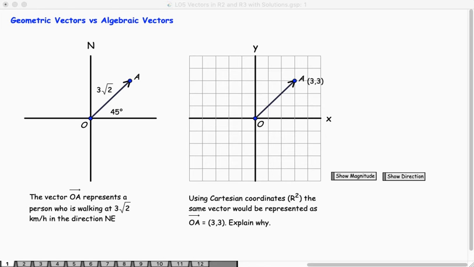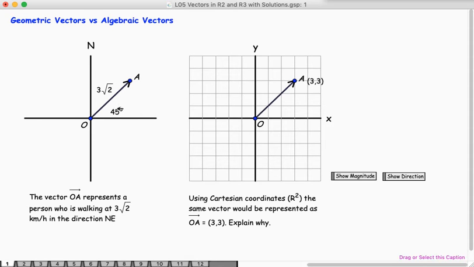All right, we're continuing our work in Unit 6. We're now on Lesson 5, and we're going to be looking at vectors in R2 and R3. Previously we had described vectors geometrically by giving them, as we can see in this picture, a direction via an angle using either quadrant bearings or bearings.